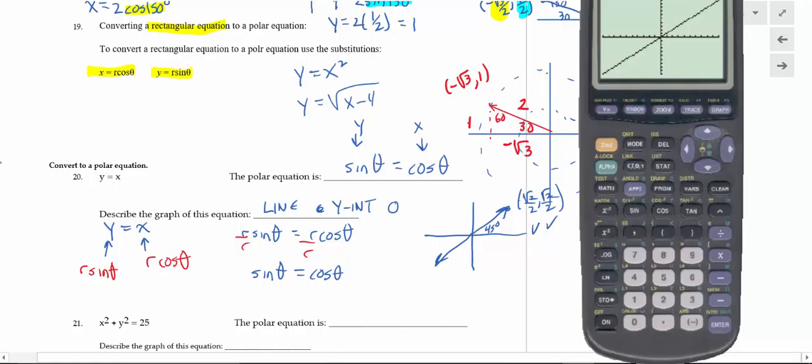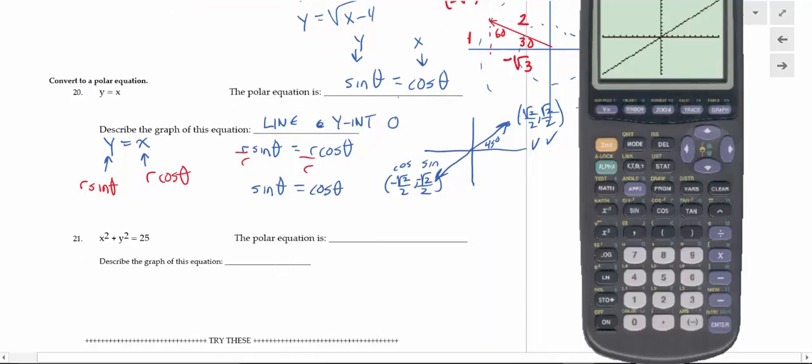All right, so that's one way that you can interpret that problem. And even if you go down here, you have negative root 2 over 2, negative root 2 over 2. Notice the cosine and the sine are equal. So that's what that means.